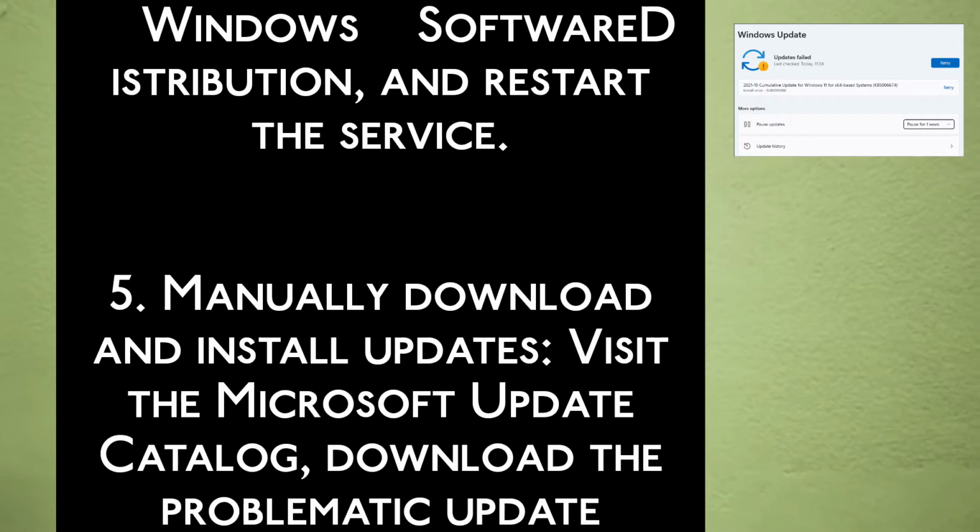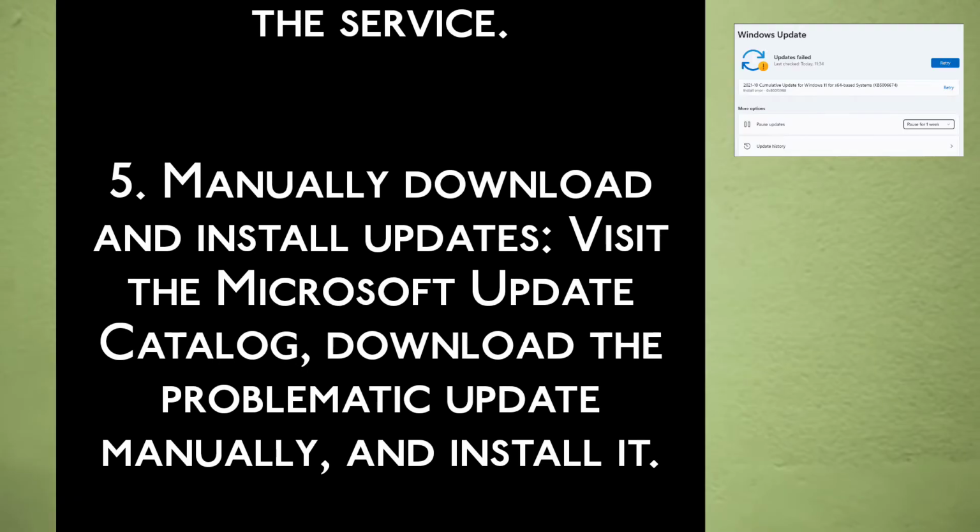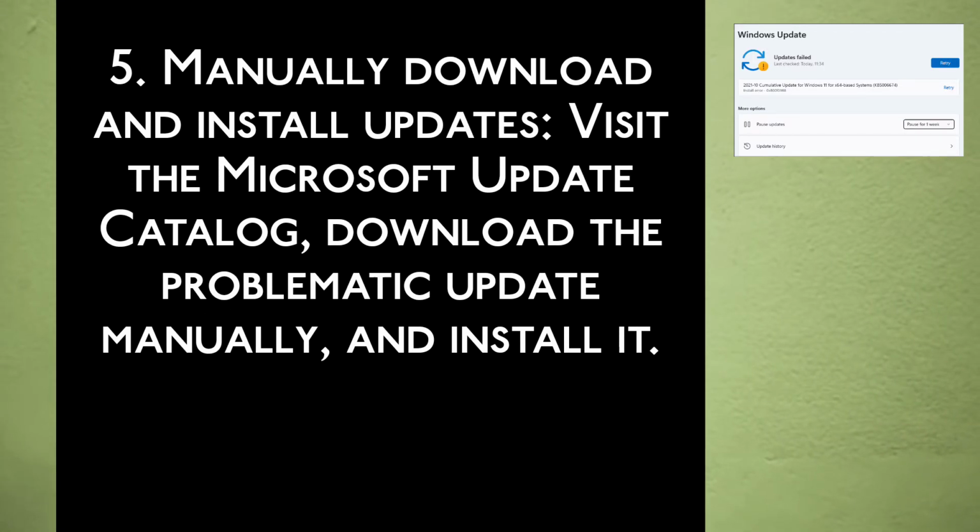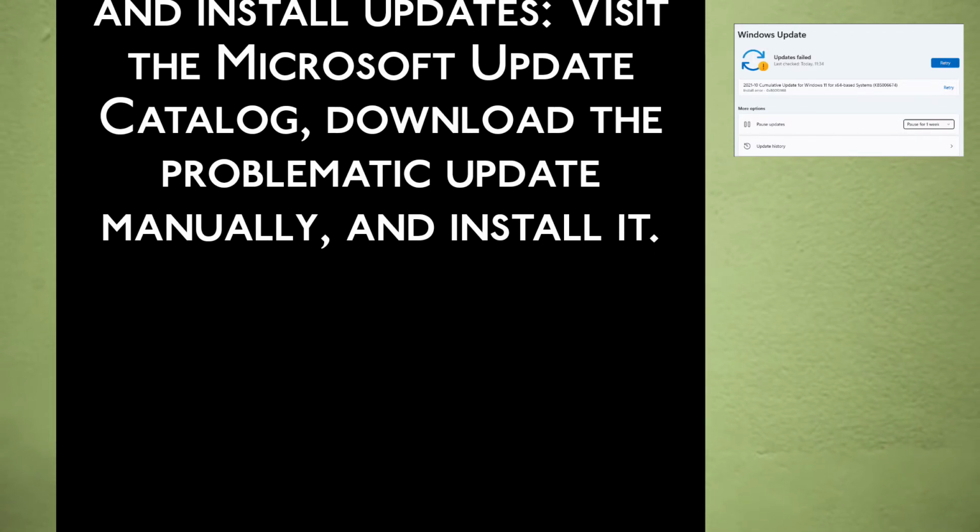Step 5. Manually download and install updates. Visit the Microsoft Update catalog, download the problematic update manually, and install it.